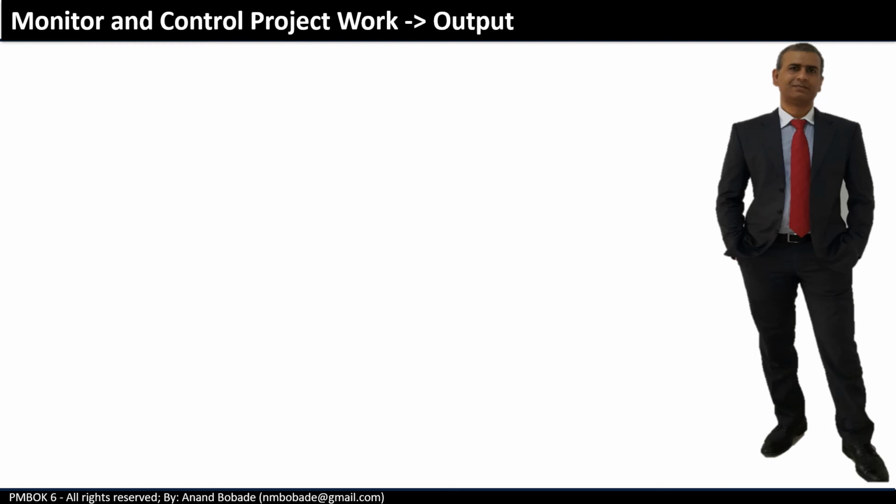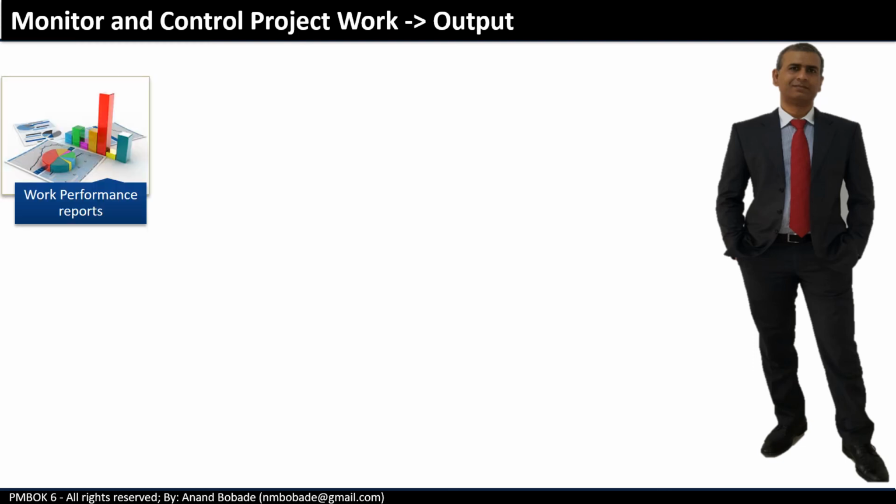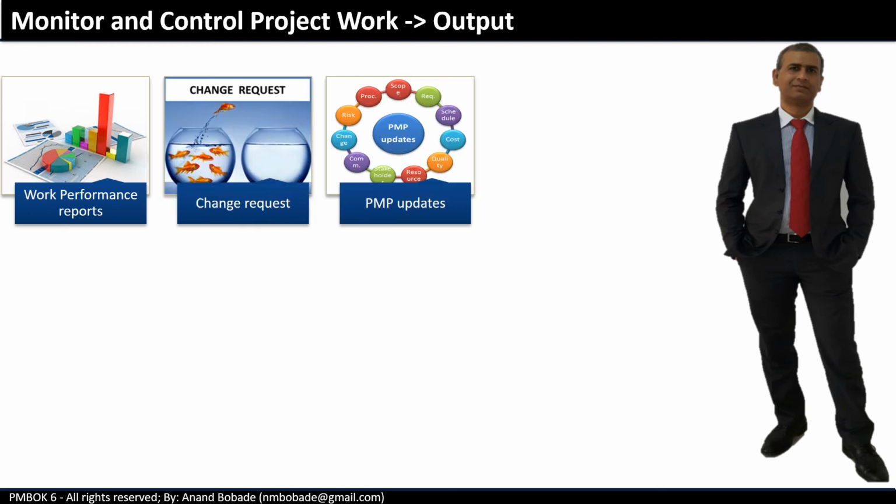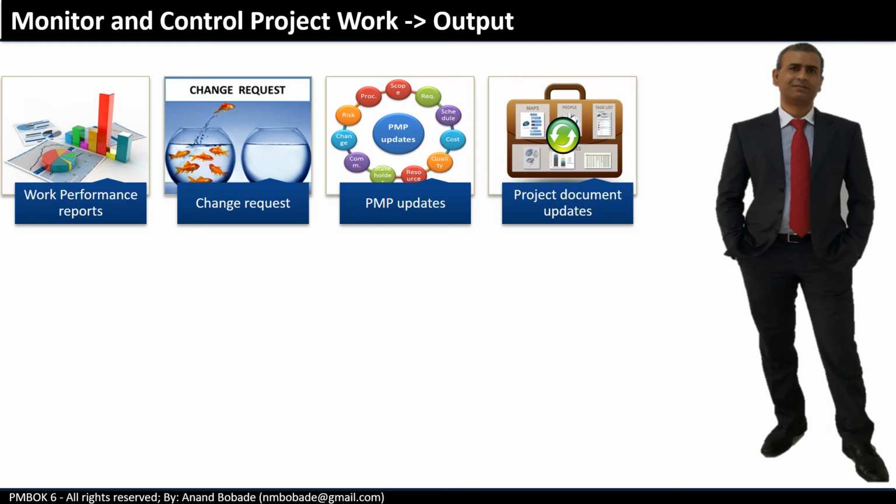The outputs of the monitor and control project work process are work performance reports, change requests, project management plan updates, and project document updates. Let's look at them in detail.